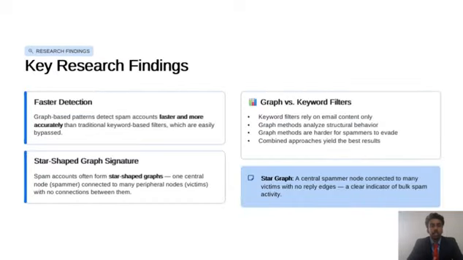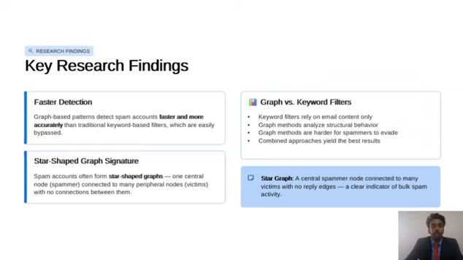Next is research findings. Research has shown that graph-based spam detection methods are often more effective than traditional methods. Traditional spam filters mainly rely on keywords in email content. However, spammers can easily bypass these filters by slightly changing the text. Graph-based methods focus on behavior and communication structure, which is much harder to manipulate.